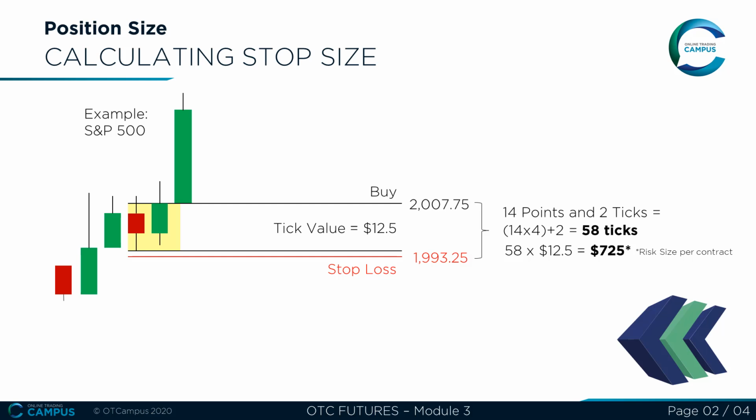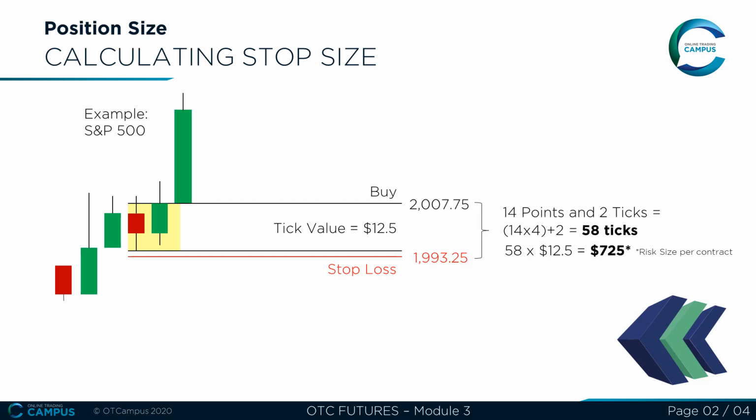So the size of your zone is 2007.75 minus 1993.25 equals 14 points and 2 ticks, or in other words 58 ticks. 58 ticks multiplied by $12.50 equals $725 risk size per contract.